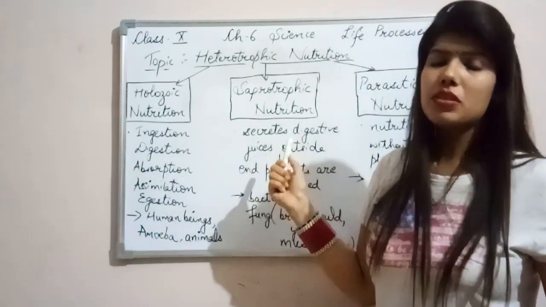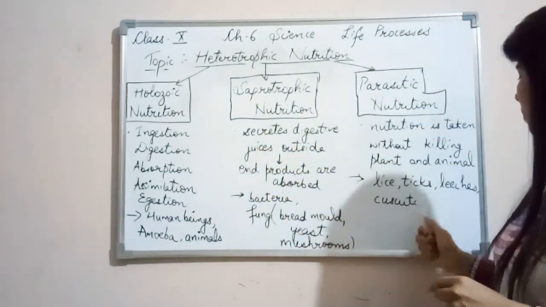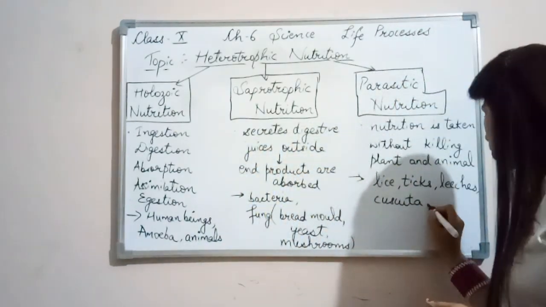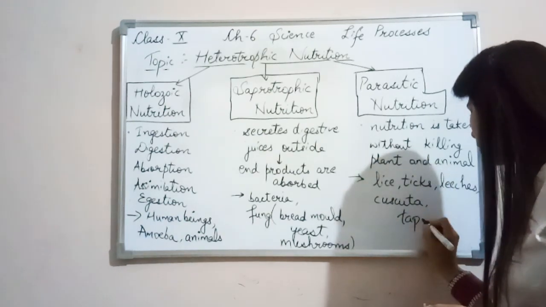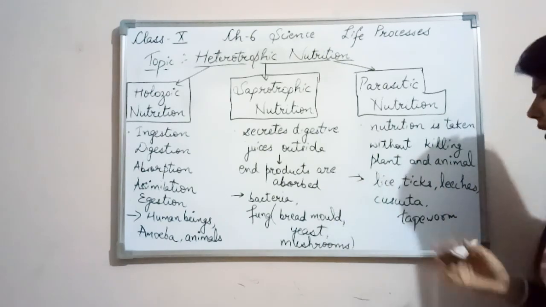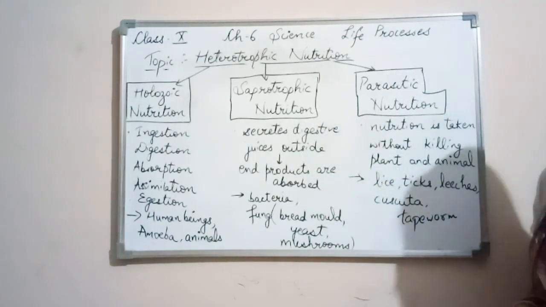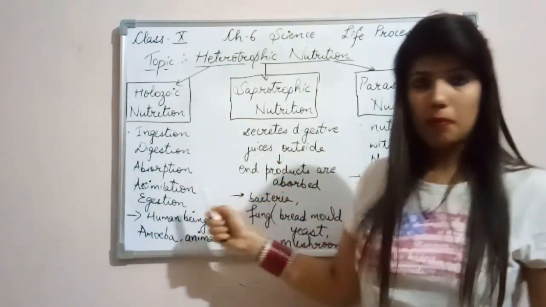In this topic, examples are more important because sometimes they just give you an example. For example, tapeworm is also in this category. This is one of the questions that have already come in previous years. Tapeworm, which shows which type of nutrition? You have to mention the nutrition that comes under heterotrophic. So please note down the examples for sure.